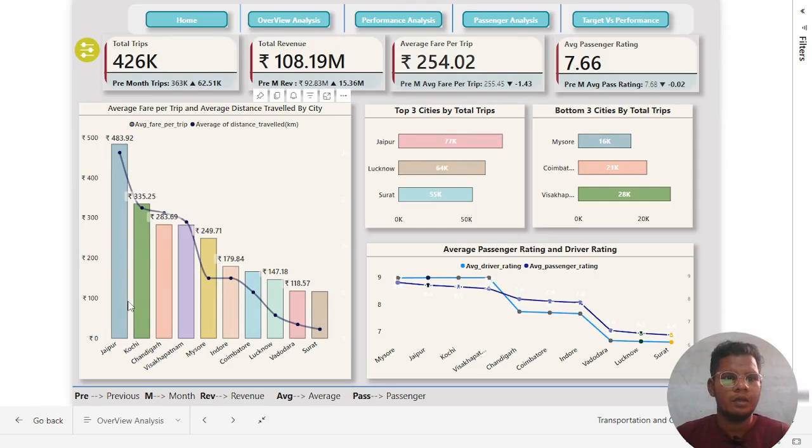In the overview analysis, we see the total trips, revenue, average fare per trip, average passenger rating, and the top three and bottom three cities by total trips. Total trips is nothing but the trip volume. Then there are the average passenger rating and driver rating. The rating is very important, because in that rating we can see the performance.